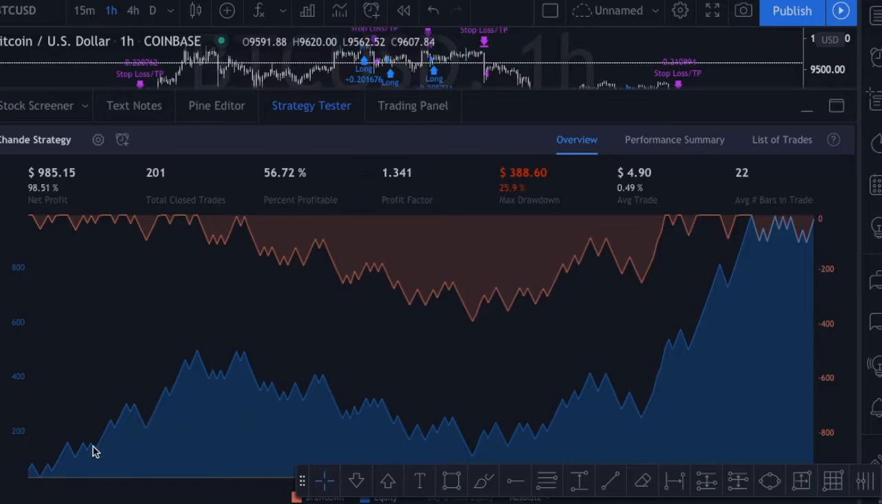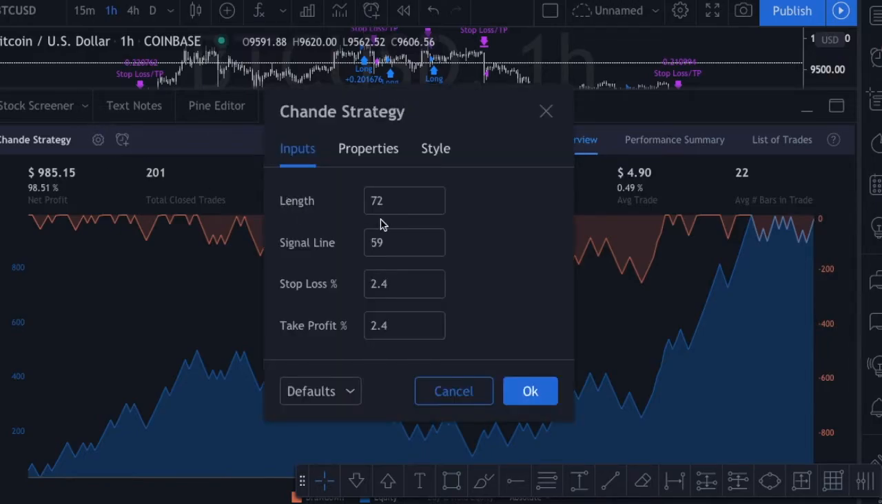So you can see here, we start going up. We don't quite come down as drastically as we did with the default settings, but then we start coming back up, we come up quite a bit, right? So this is what you're going to want to be using. Length set at 72, signal line set at 59.